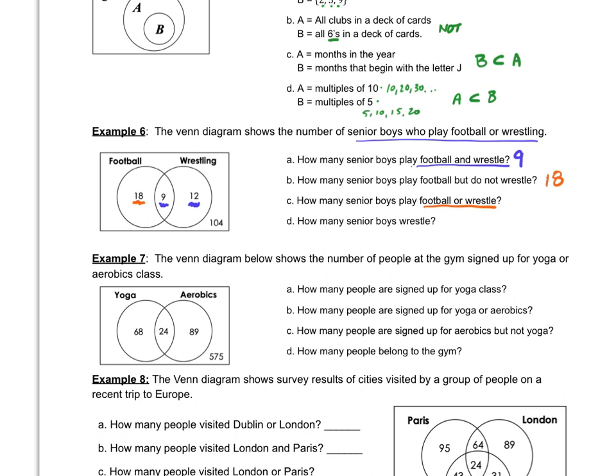So I have 12, 9, 18. I get 39 total. And then how many senior boys wrestle? Well, that's going to be a combination because they didn't omit football. They just said how many wrestle. So it's going to be a total of 21. So there you go. That's how we're looking at that Venn diagram to answer our questions.